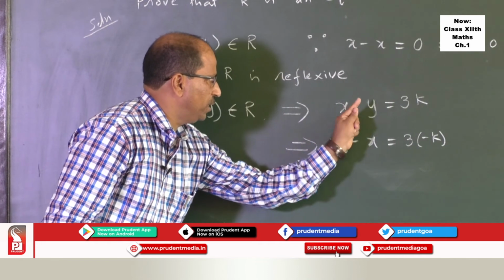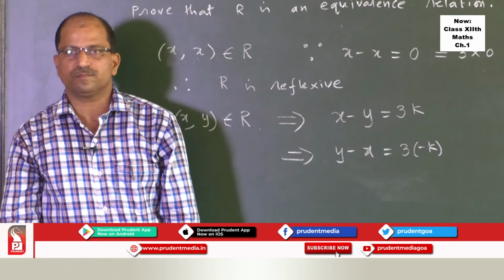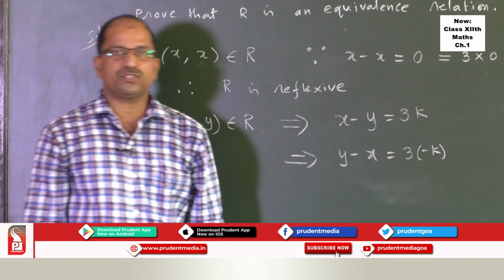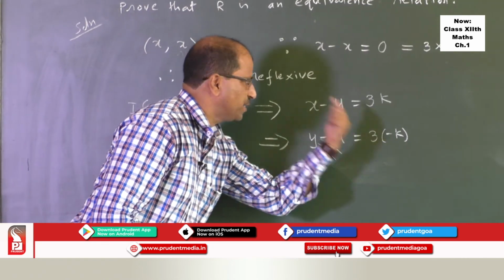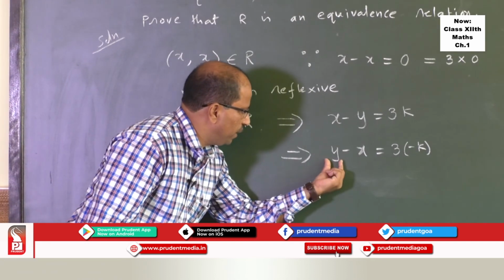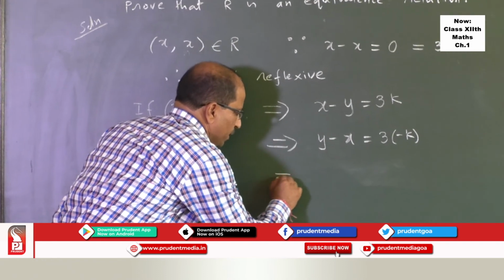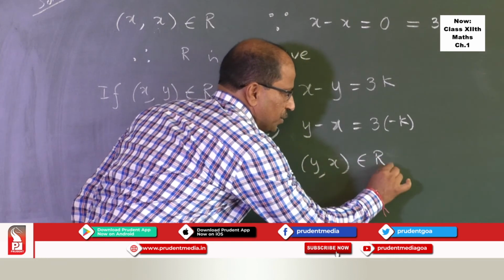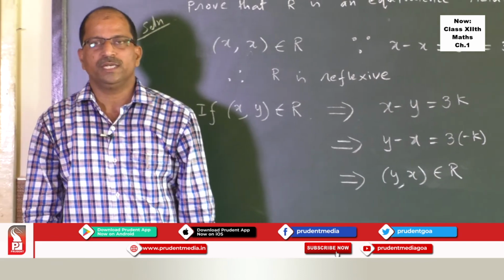Y minus x, if I change the positions of these two, then it will become 3 times minus k, because we have changed the sign throughout. So 3 times minus k is also a multiple of 3, and that means y minus x is divisible by 3. We started with x minus y divisible by 3 and we ended with y minus x divisible by 3. And what is the meaning of this? Y comma x belongs to the relation.